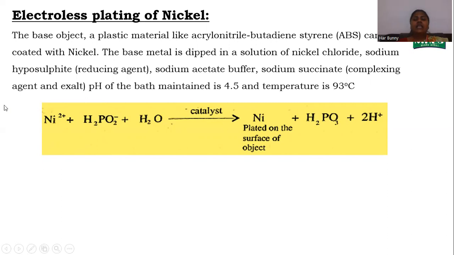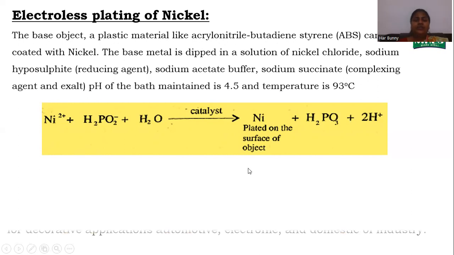Okay, so this is how the reaction happens. Here nickel is going to react with the reducing agent in the presence of a suitable catalyst, right? And here the nickel metal is deposited, and this nickel metal is formed as a thin layer of coating on the surface of this plastic material, that is acrylonitrile butadiene styrene.